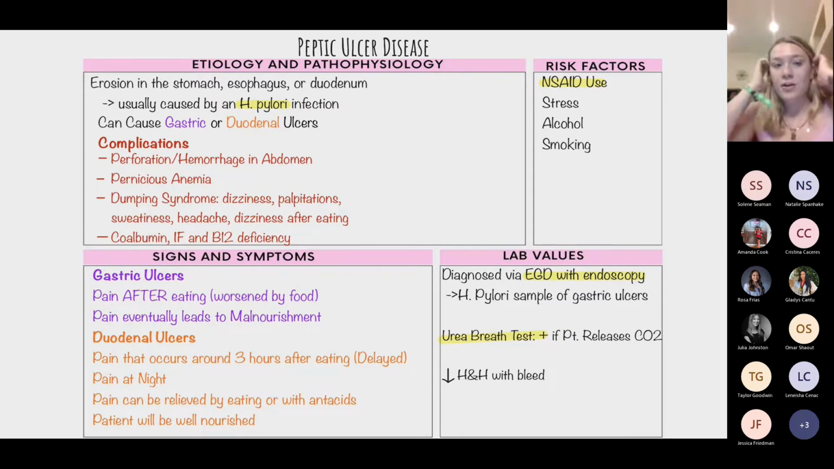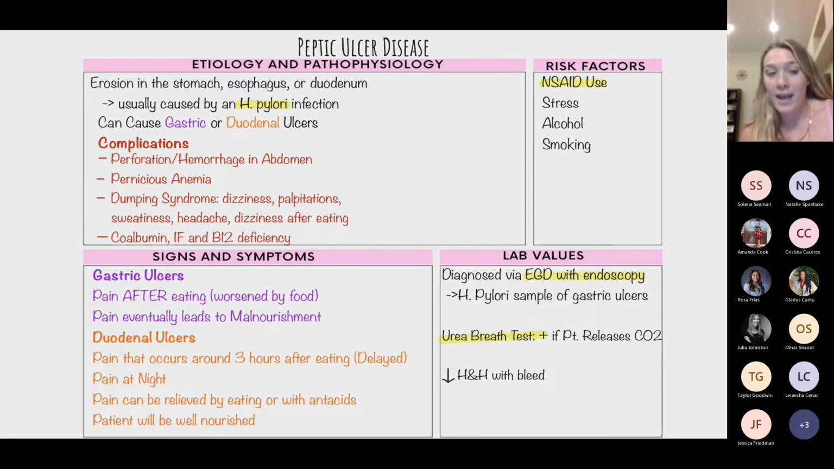There's two different ways we can categorize ulcers. We have gastric ulcers or duodenal ulcers. And just to go back into your basic anatomy, gastric ulcers are where the stomach is. Right below your stomach, you have your duodenum. So this will make sense when we talk about the symptoms. Gastric ulcers are ulcers in the stomach.